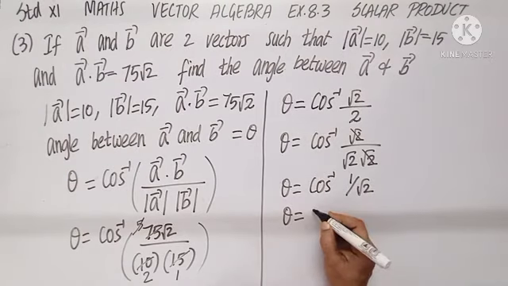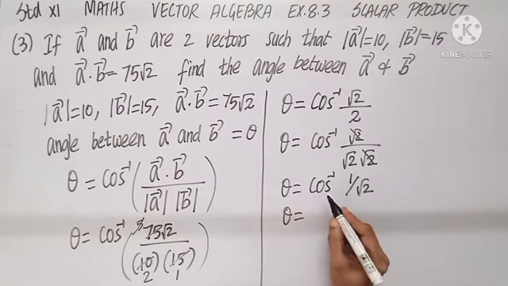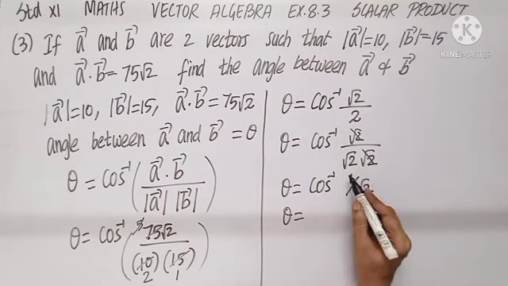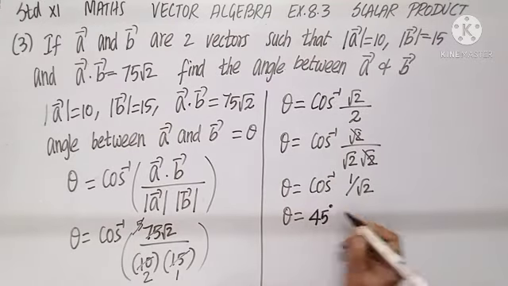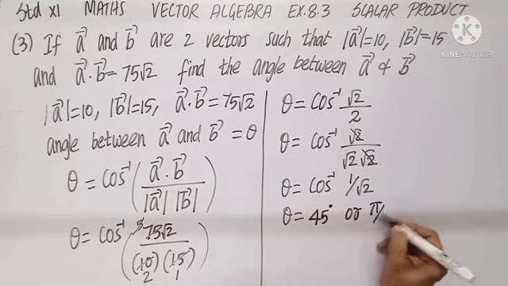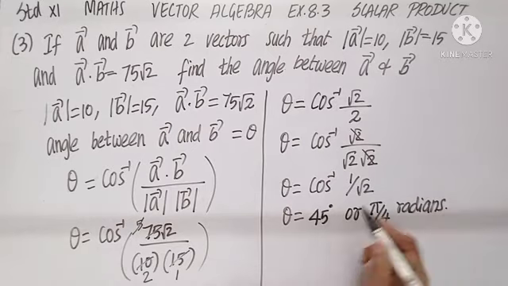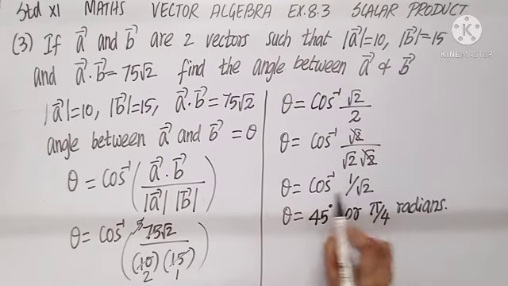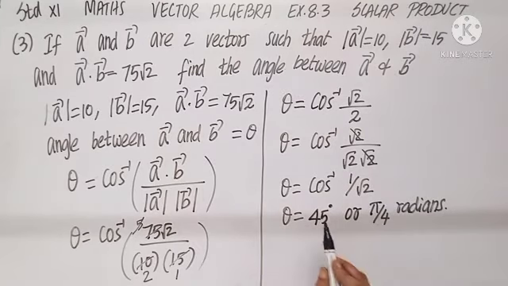We should recall from the trigonometric ratios table, cos of which angle gives me 1 by root 2. As we recall, I can say 45 degrees or pi by 4 radians. So cos 45 gives us 1 by root 2. So cos inverse of 1 by root 2 is, from the table, 45 degrees, or I can say pi by 4 radians.